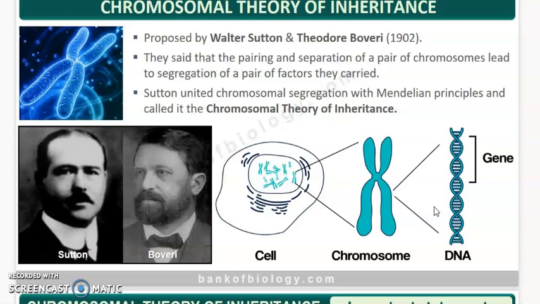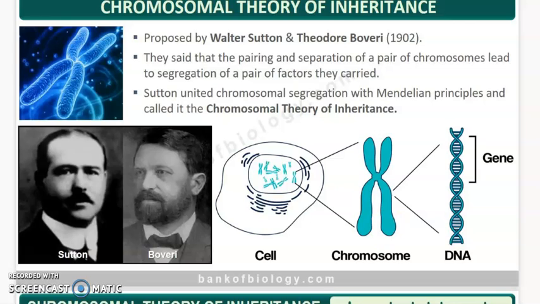We have studied the behavior of chromosomes during mitosis, which is equational division, and also during meiosis, which is reduction division. We have to remember some important things: chromosomes as well as genes occur in pairs, and the two alleles of a gene pair are located on the homologous sites of the homologous chromosomes.